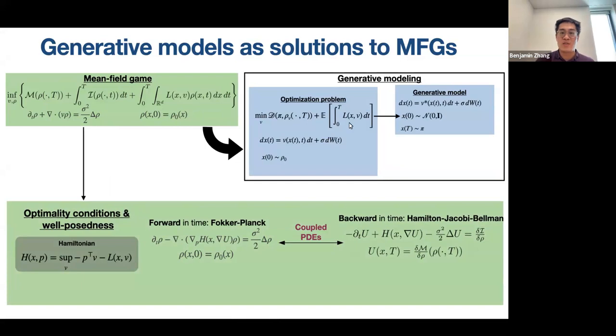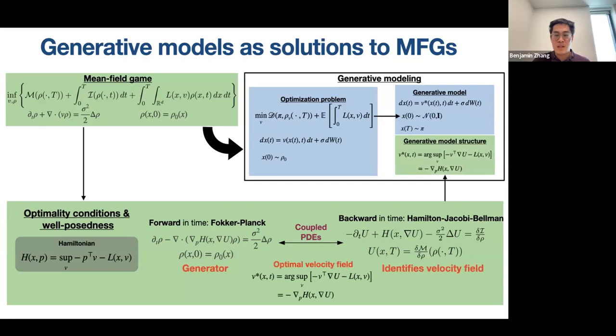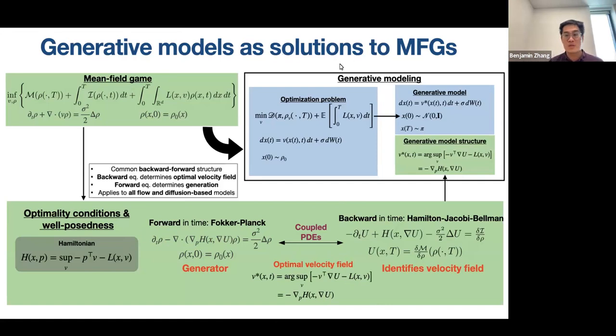If you understand generative modeling as a mean field game, and we understand mean field games as basically this coupled set of PDEs, then it gives you things like optimality conditions and well-posedness. It also gives you structure, in the sense that you can describe the optimal velocity field inside of a generative model in terms of the solution of the mean field game, which can then inform what the structure of the generative model should look like. It's a neat way of looking at generative models. There's a common backward-forward structure, backward being from the Hamilton-Jacobi equation, forward from the Fokker-Planck, where the backward equation determines the optimal velocity field in the forward equation of the generative model, and the forward equation just generates. And this happens to apply to all flow and diffusion-based models in the end.